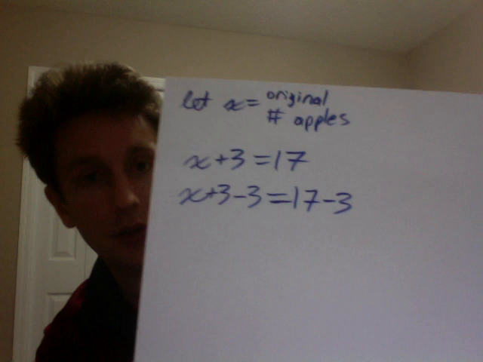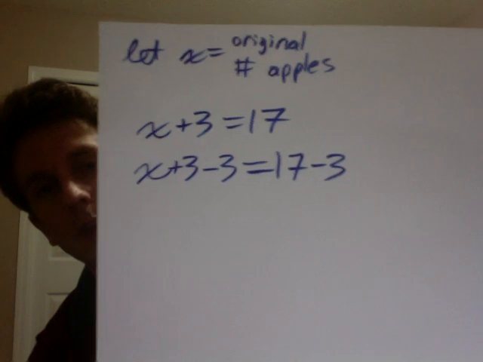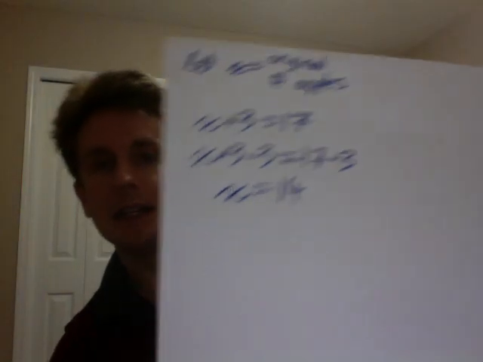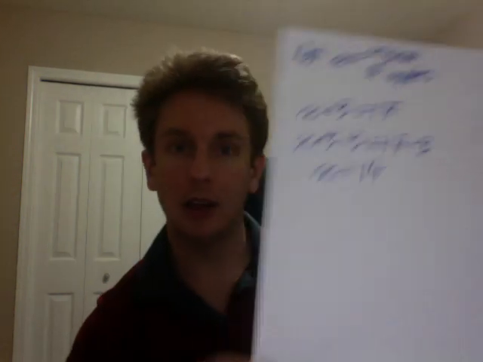Whatever you do to one side, you have to do to the other. Otherwise, both sides won't be equal to each other, and it's no longer an equation. So x plus 3 minus 3, the plus 3 and the minus 3 cancel out. The 17 minus 3 on the other side equals 14. Okay, so therefore we have 14 apples that we had originally.